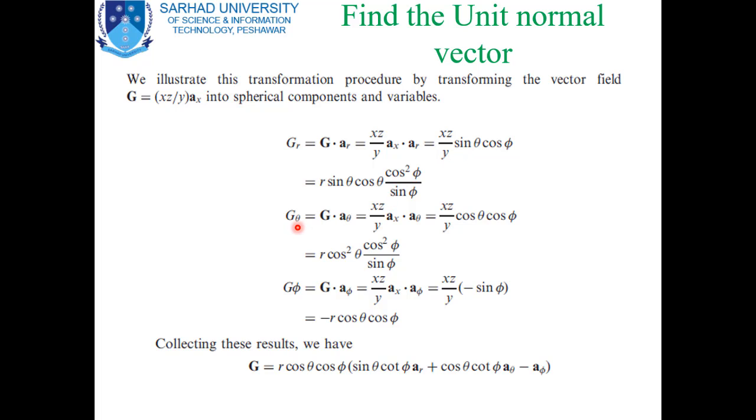And similarly we have to obtain g theta and g phi, and then finally we will write the expression of g, and this is the common term. This will come in all three components of g. So r cos theta cos phi is the common term, and in the bracket we have sin theta cot phi, meaning cos phi divided by sin phi, into ar plus cos theta cot phi a theta minus a phi, and this is the vector form of g in the spherical coordinate.